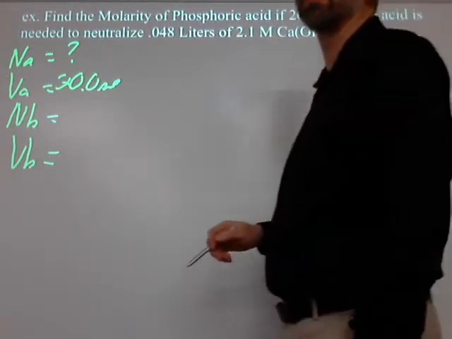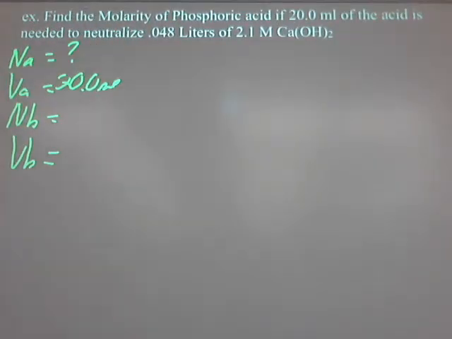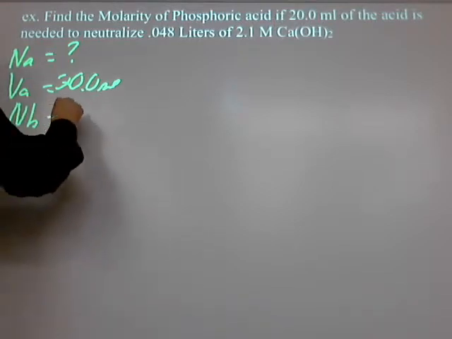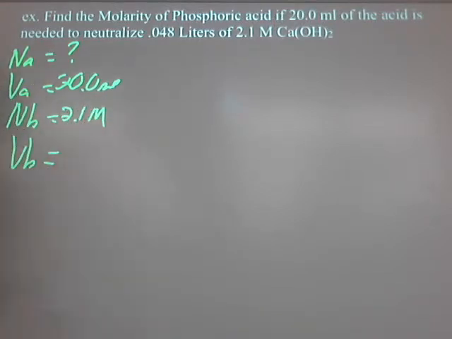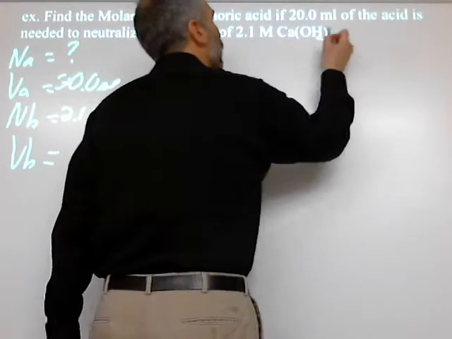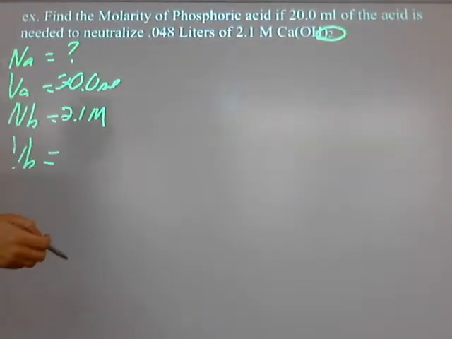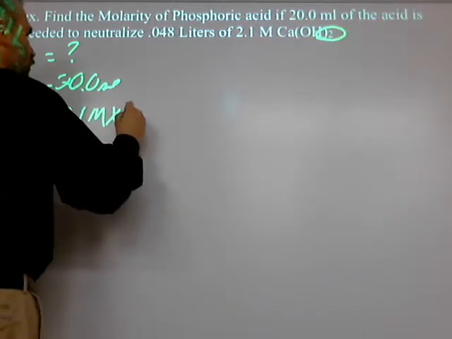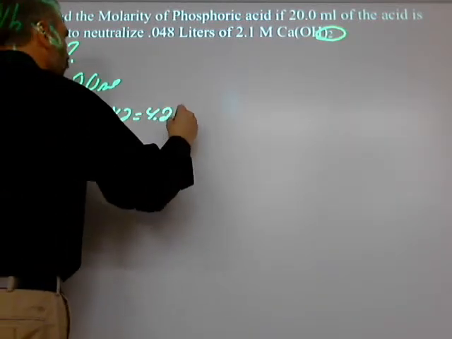Normality of the base. Ben, what's the normality of the base? 2.1 molar. And is that correct? No, it's 4.2. What do I have to do with that? Right, I have to multiply it by 2 because I've got a base that has a subscript of 2 around the OH, so that's times 2 gives me 4.2 normal.